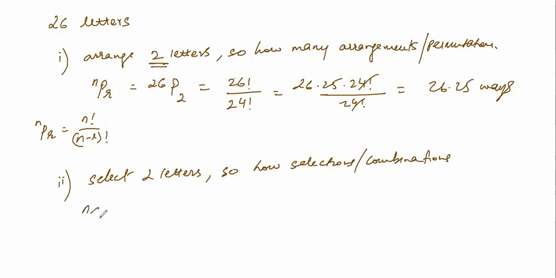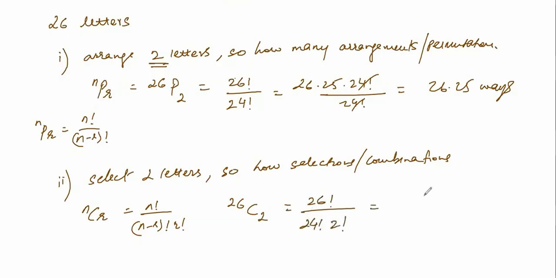So then you'll use the formula nCr, which is n factorial upon (n minus r) factorial into r factorial. So in our example of 26 letters, n is 26. We are to select 2 letters, so put 2 out here and then use the formula. So your r is 2, your n is 26, upon (n minus r), so 24 factorial into 2 factorial. So what you end up getting is 26 into 25 into 24 upon 24 into 2 factorial, which is 26 into 25 by 2. That's your answer.